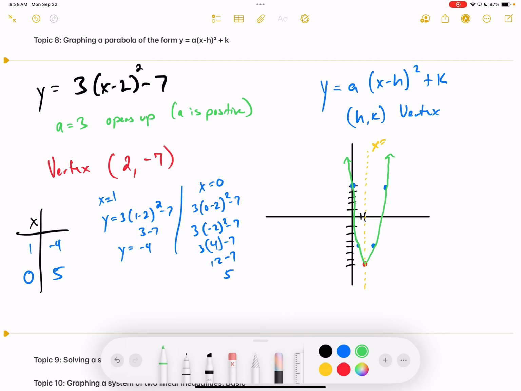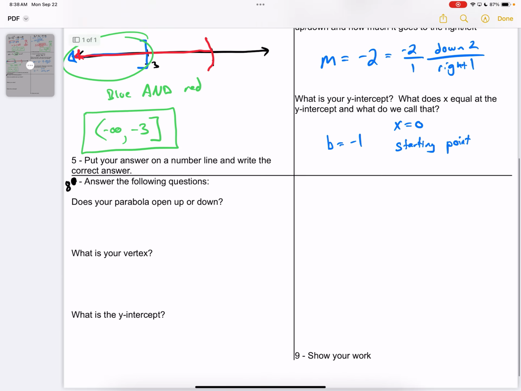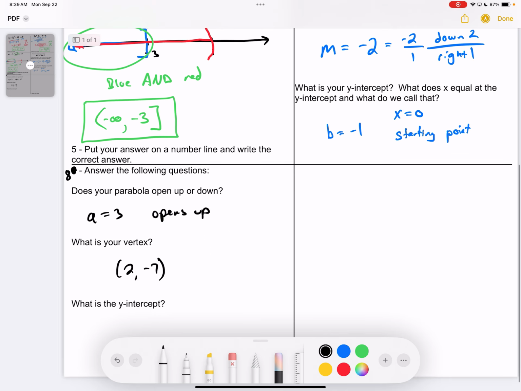So you really only have to find 2 points, and then you can use symmetry for the other 2. And it's a lot easier to do that on a computer and see that. All right, for the test work page, on my problem right here, we had a equals 3, so it opens up. My vertex, we can just look at it and get, 2, negative 7.